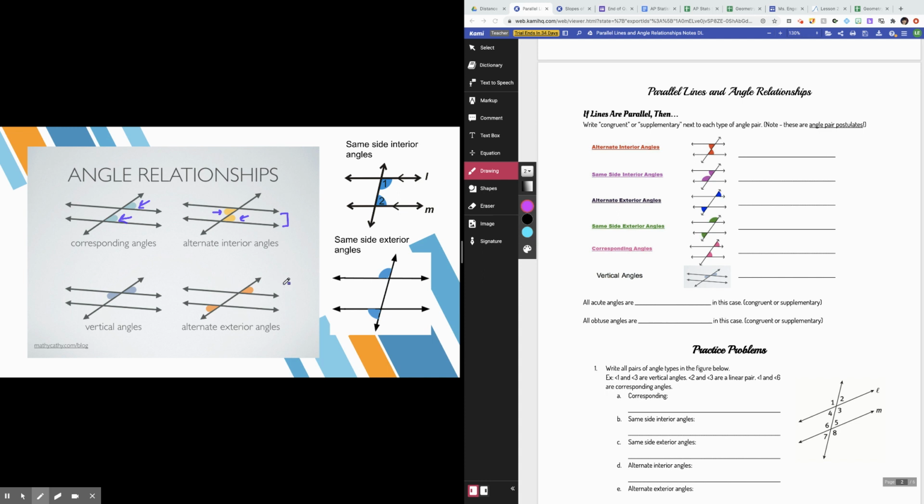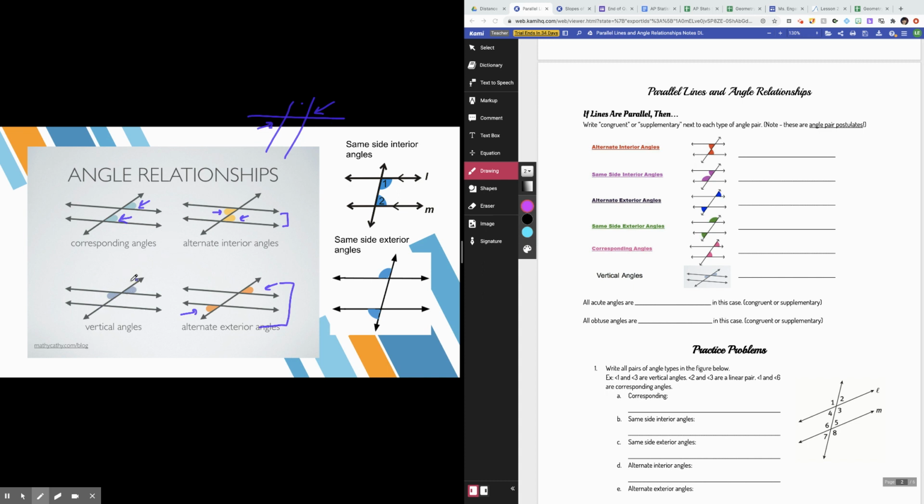Alternate exterior, same idea. They're both outside the parallel lines. One's on the left and one's on the right. Or you could think of it as if you have parallel lines that look like this and your transversal cuts like this, for example, you would have to have one on the bottom and one on the top. So they just have to be on either side of the transversal. They can't be on the same side.